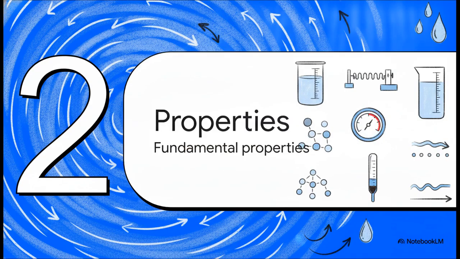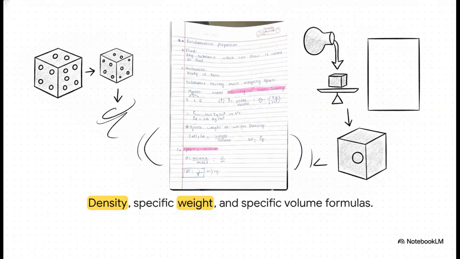Section 2. Fundamental properties. All right, these three definitions are our absolute core foundations. First up is density, or mass density, which we denote with the Greek letter rho. It's simply mass per unit volume, typically expressed as kilograms per cubic meter. Next is specific weight, or weight density. So instead of mass, it's the weight of the substance per unit volume, mathematically equivalent to density times gravity, or rho times g. Finally, we have specific volume. This is literally just the inverse of density. It's the volume occupied by a unit mass of a fluid, measured in cubic meters per kilogram.